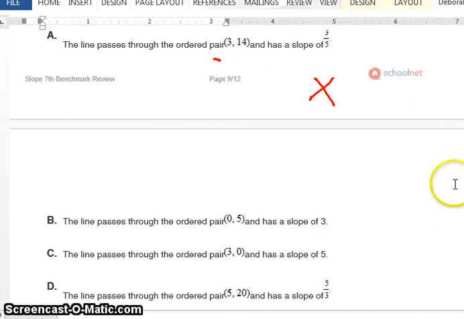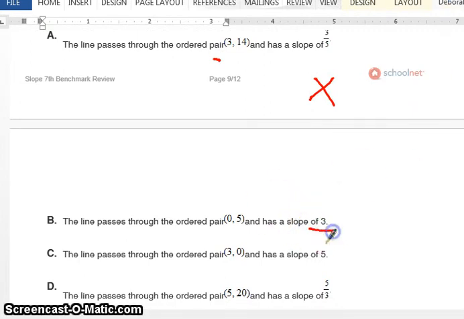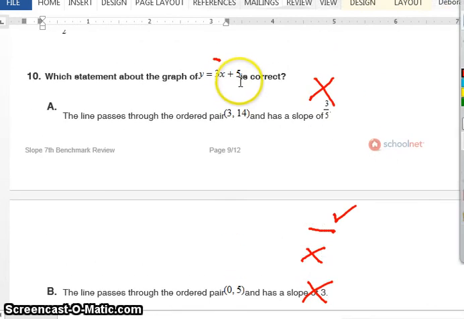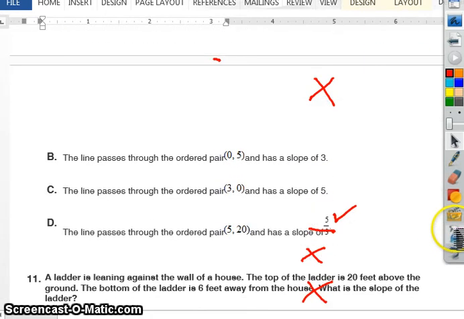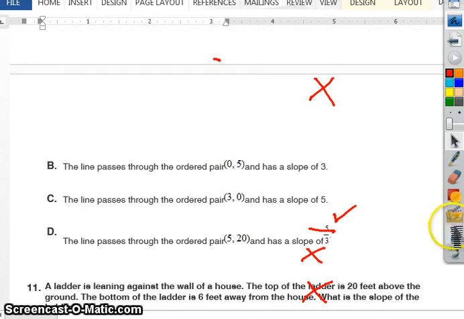Alright, we can figure it out just from knowing what the slope is. Look here. This one says it has a slope of 3. This one says it has a slope of 5. That's wrong. This one says it has a slope of 5 over 3. This one's wrong. The only one that comes close is this. This is saying the y-intercept is 5. So when you go back and look, y-intercept is 5 right there. So that one is correct. And that was B. Yes, that was B.